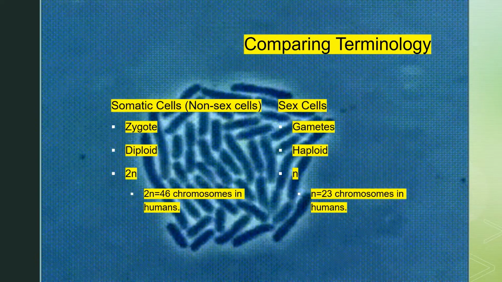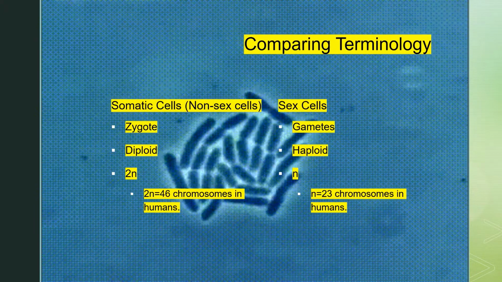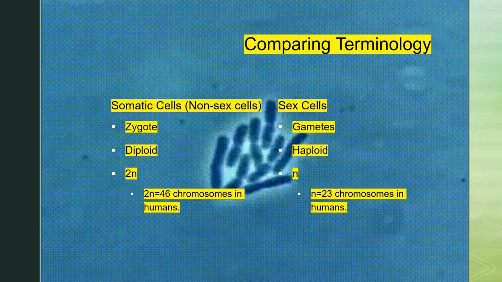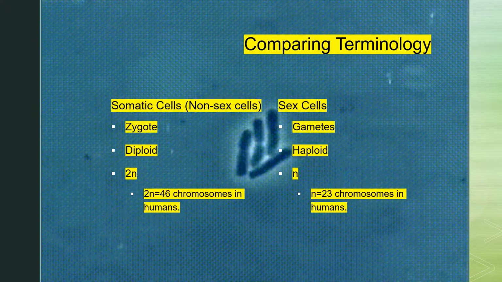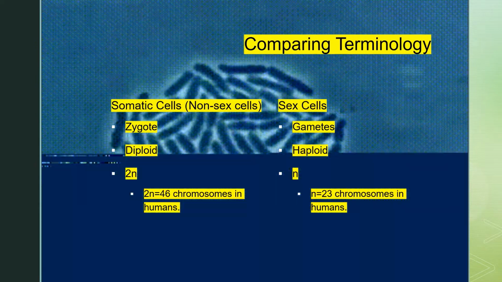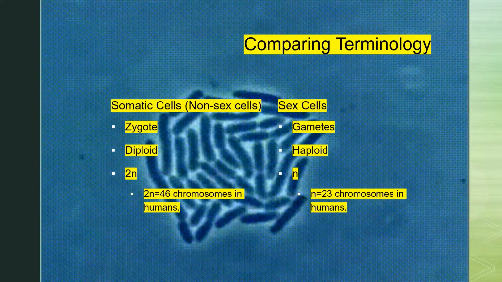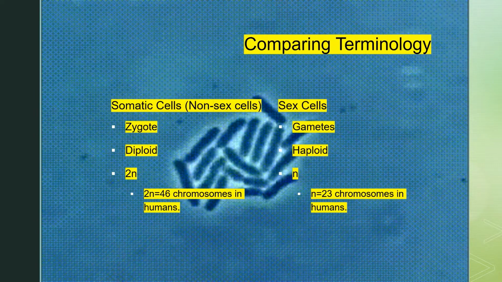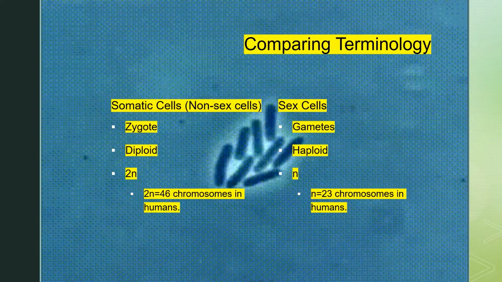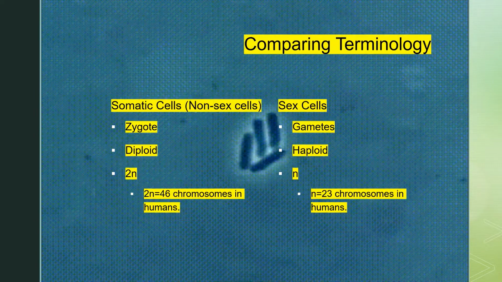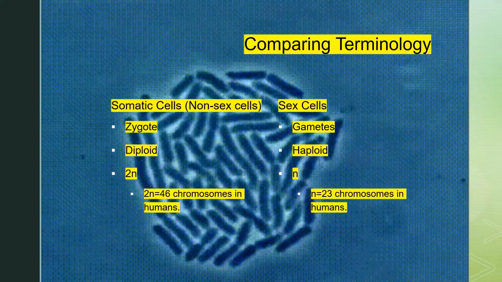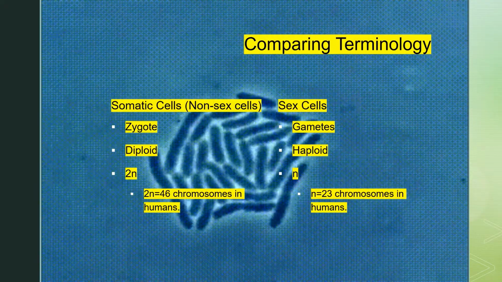So for an example, in humans, in a sex cell, so a sperm or egg cell, there are 23 chromosomes, which is the half amount, because when a sperm or egg cell come together, that then makes 2n, or the 46 chromosome amount, because then you have a zygote, which is a somatic cell, full amount of chromosomes.